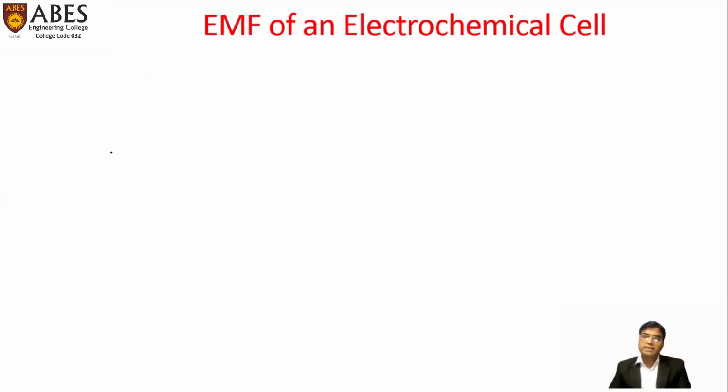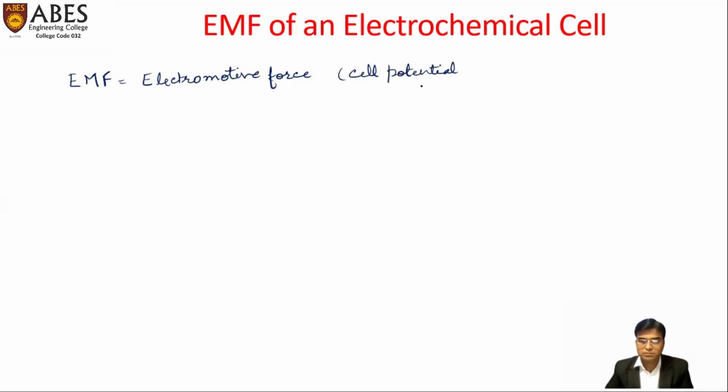At this point, we can easily understand what is EMF of an electrochemical cell. EMF represents the electromotive force. It is also called the cell potential. It can be defined as the maximum potential difference between two electrodes of a cell. The maximum potential difference which can be obtained between two electrodes of an electrochemical cell, that is called EMF. We generally represent it as E.